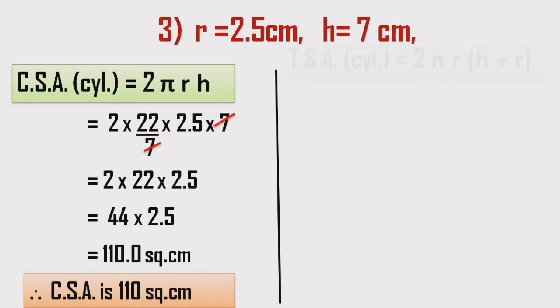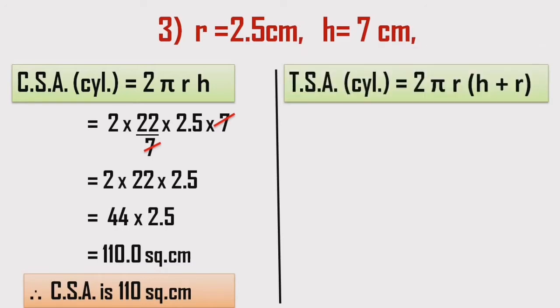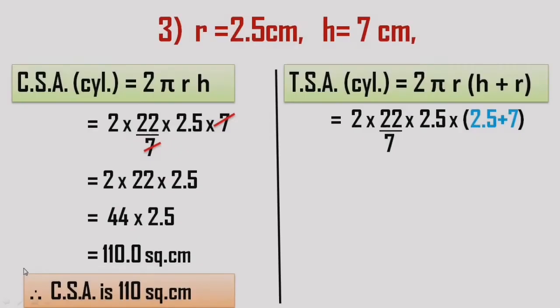Now let's start with the TSA of cylinder. Formula is 2 pi r in bracket h plus r. Now substitute the values in it. Now over here this time we are not able to cancel out 7 and 2.5. You cannot cancel out the number 7 which is present in the bracket and the denominator 7, because that 7 is already in the addition with a certain number and that too present in the bracket. So you have to solve the bracket first. Okay, addition in the bracket. Do not forget that 7 must be considered as 7.0, and while adding it, point should be given below point. So that makes the answer 9.5.